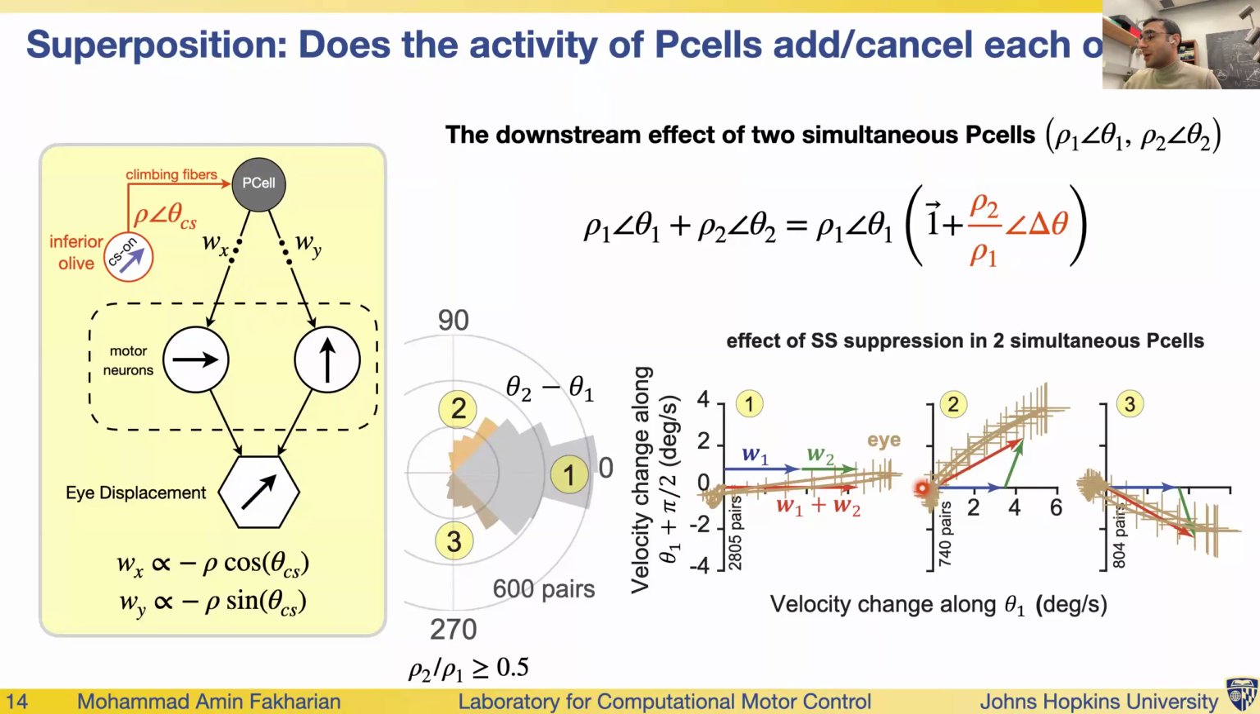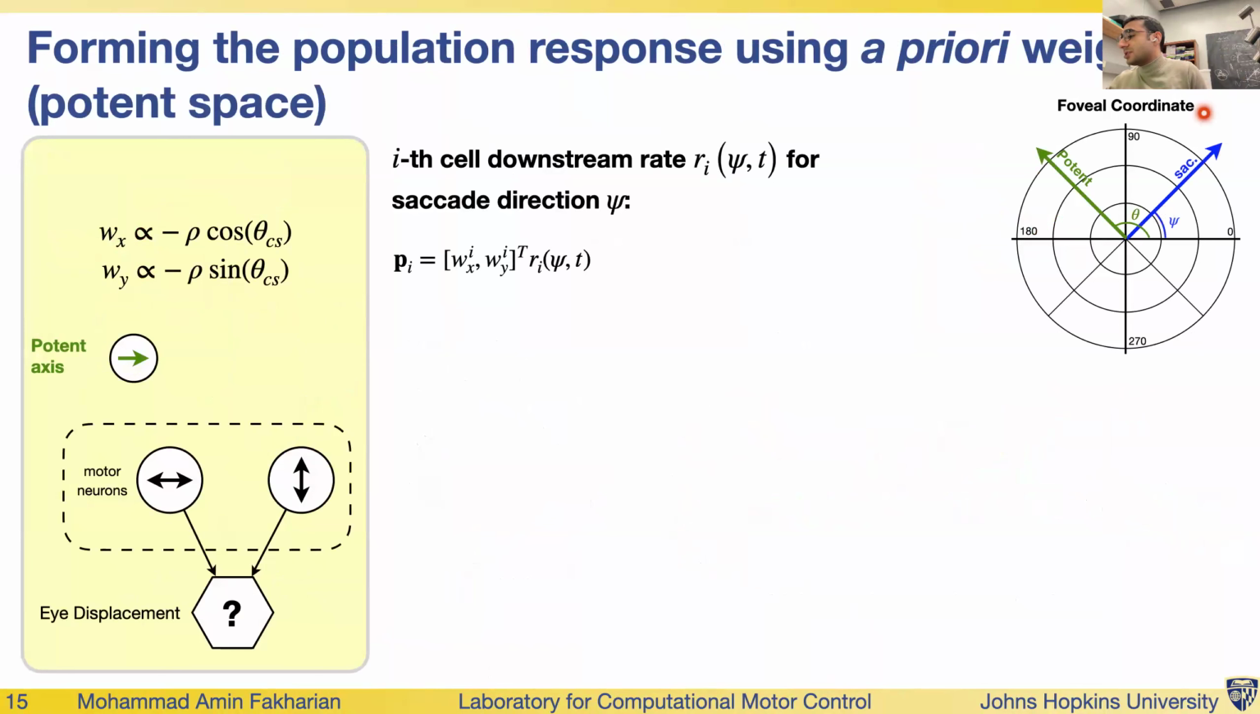So now that we showed this, let's form the population using the a priori weights that we found. So let's say that the ith cell downstream rate is Ri(ψ, t), in which ψ is the saccade direction. So this is the theta direction, this is the saccade direction, and this is in the foveal coordinate. So the Pi is expected to be the weights times the rate for this individual Purkinje cell, with a normalization term, but it would be basically minus ρi cosine and sine times Ri.